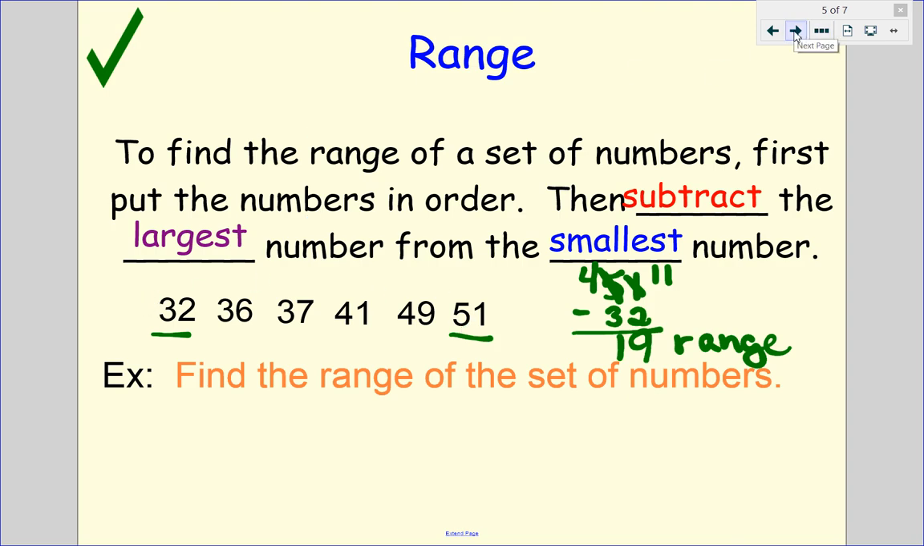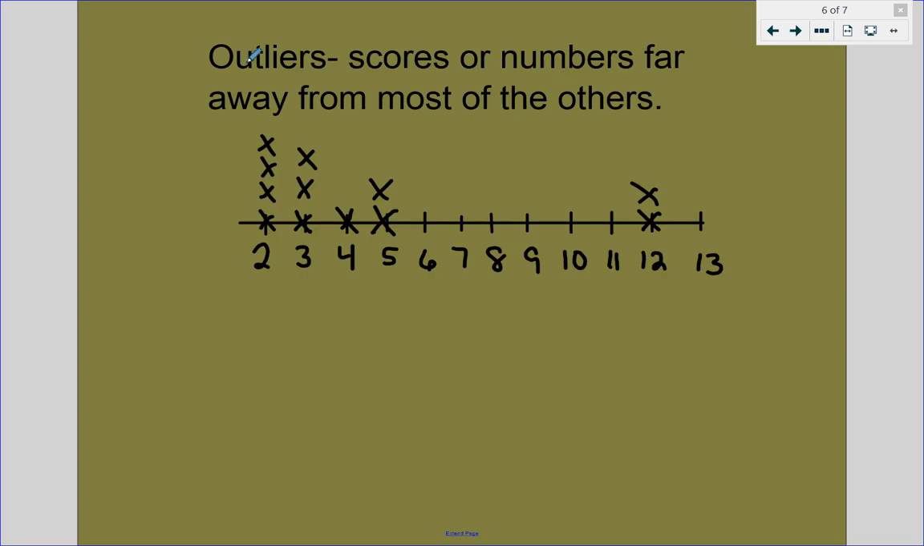Okay, there's one more new vocabulary, and that's called outliers. Outliers are scores or numbers that are far away from most of the others. So all in here, we've got a nice group of numbers that kind of are together. Okay, it could even go further out. There might be one, there might be nothing here, but this is still close together. It's an obvious outlying area, way far away, lies out from everything else. And that's the number 12.